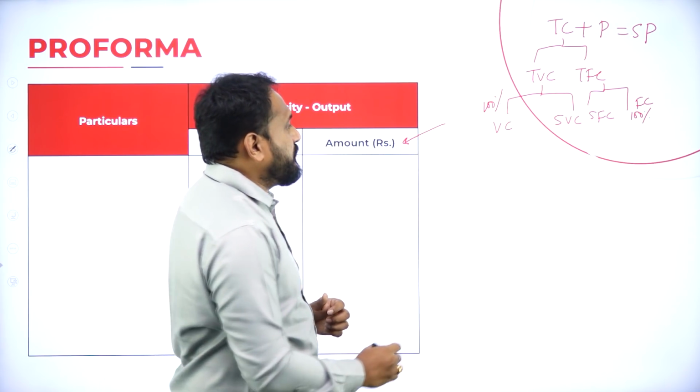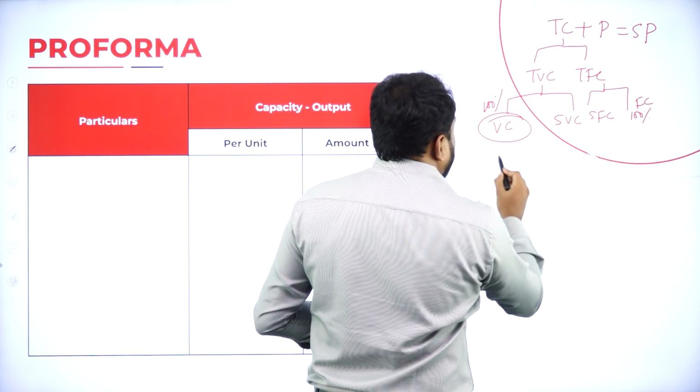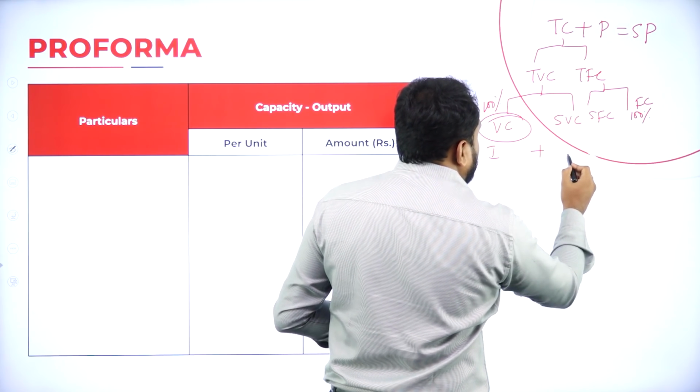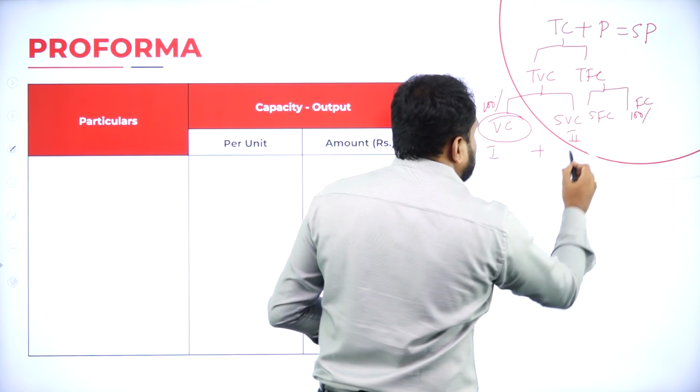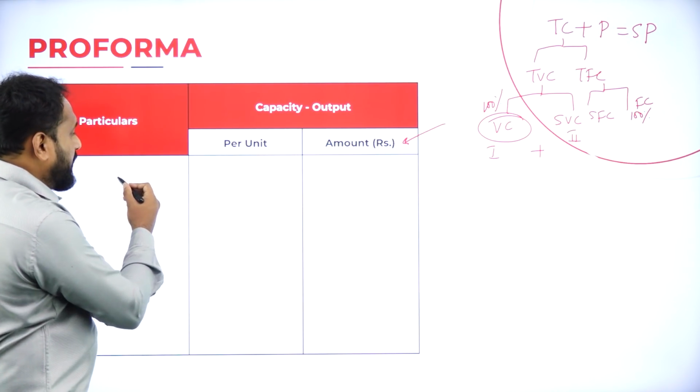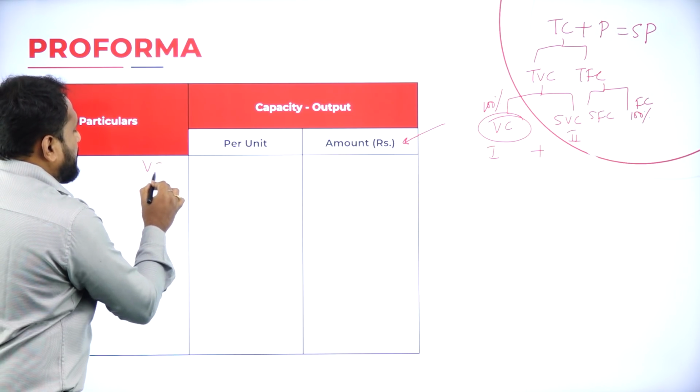Now, which is the first one we are supposed to take? We are supposed to take variable cost. This is the first one. Second one, what is that we should do? We should add semi-variable cost. That is the second one. So we'll go one by one here. The first one here, when we go with the particulars, we should write variable cost.